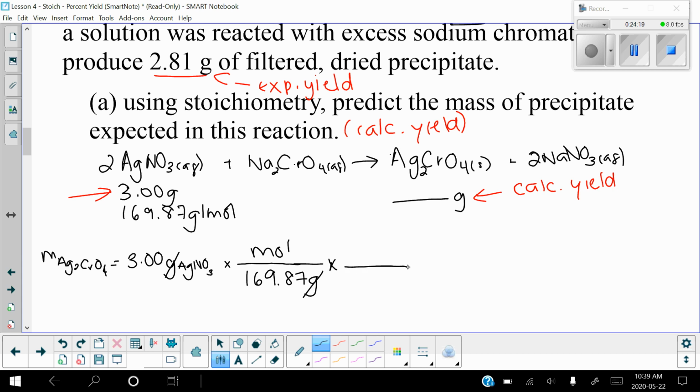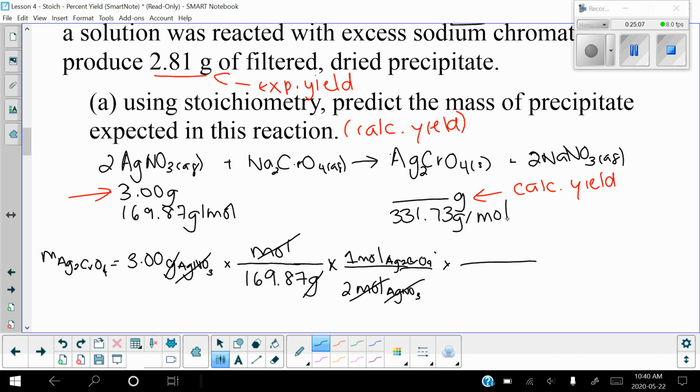Once we have moles, we can then use molar ratio. I have 2 moles of silver nitrate multiplied by 1 mole of silver chromate. Moles cancels out, silver nitrate and silver nitrate cancel out. So I now have moles of silver chromate. The last thing you need to do is multiply this by molar mass so that you can get your grams. Your molar mass of silver chromate is 331.73 grams per mole. Okay, so I multiply that. Moles cancels out, and I'm left with grams of silver chromate. Perfect, that's what we are looking for.